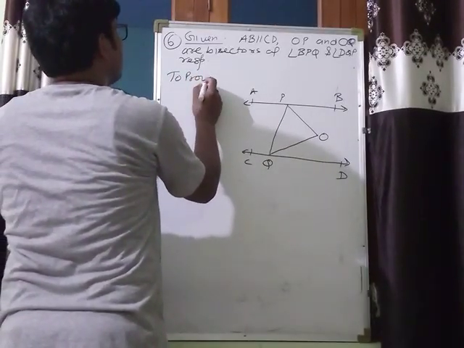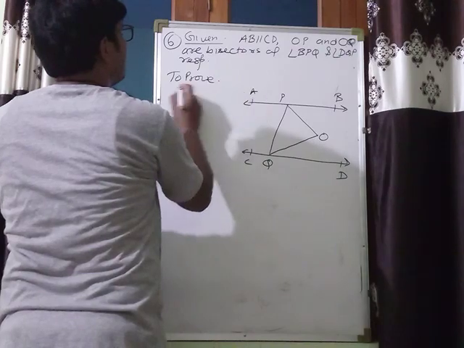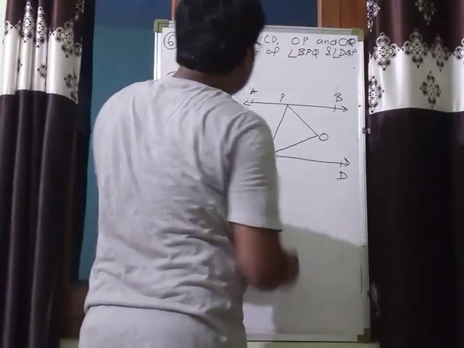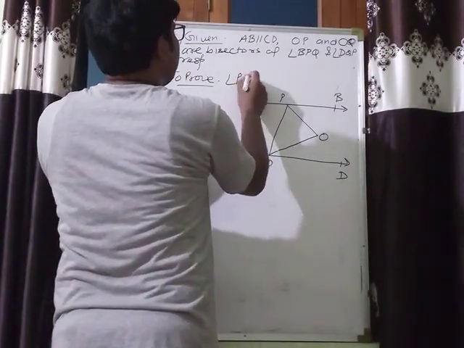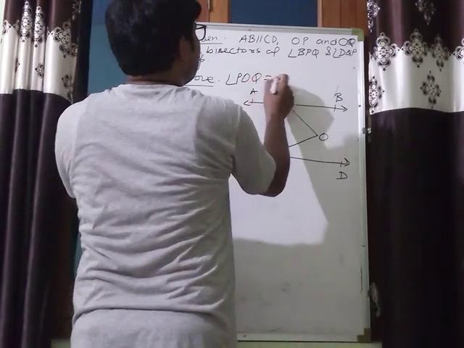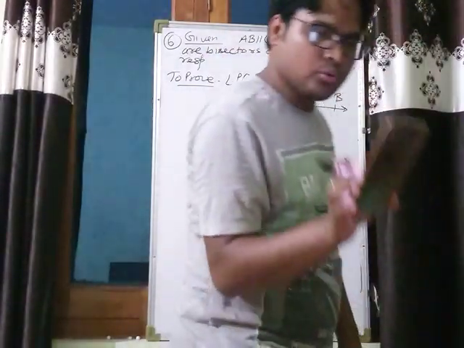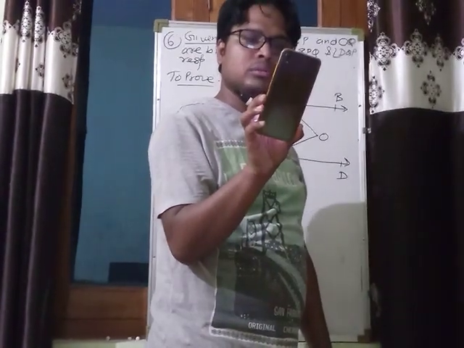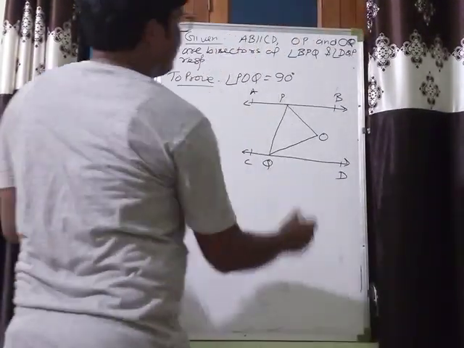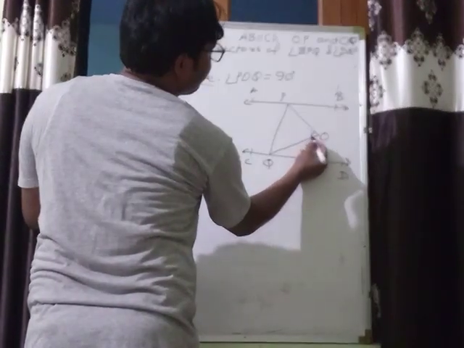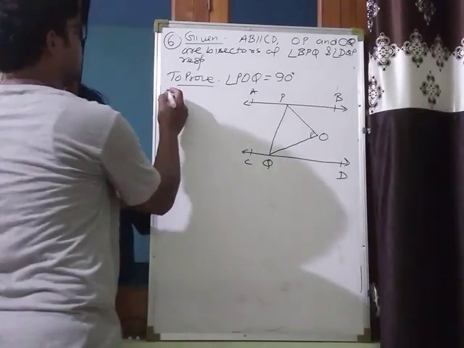To prove, what we have to prove? To prove that angle POQ is equal to 90 degree. We have to prove that this angle is 90 degree. See its proof.